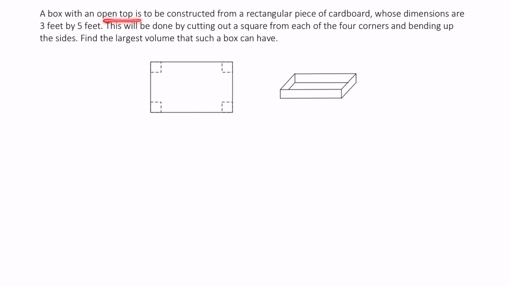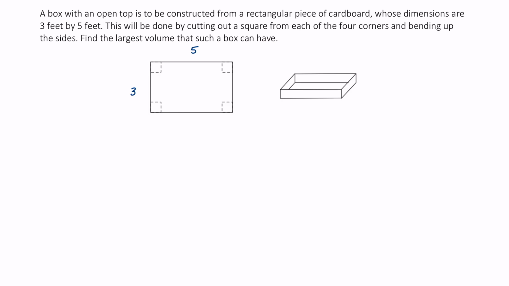A box with an open top is to be constructed from a rectangular piece of cardboard whose dimensions are 3 by 5 feet. So let's quickly label that. This shorter end is 3 feet and this longer end is 5 feet. This will be done by cutting out a square from each of the four corners and bending up the sides. Find the largest volume that such a box can have.